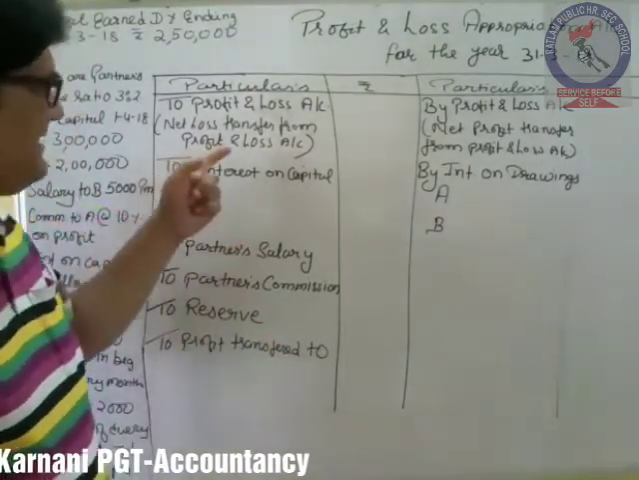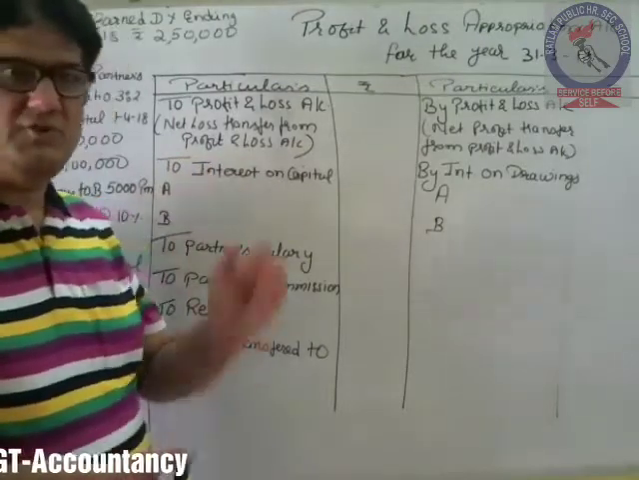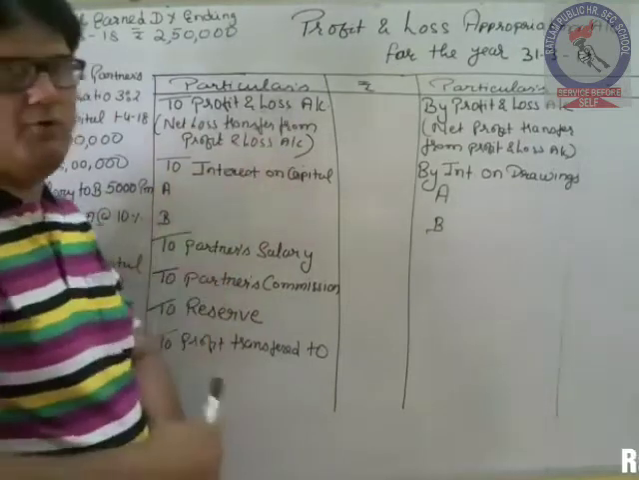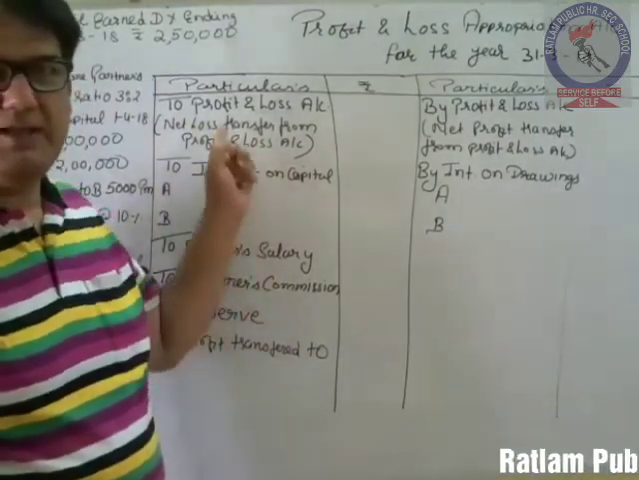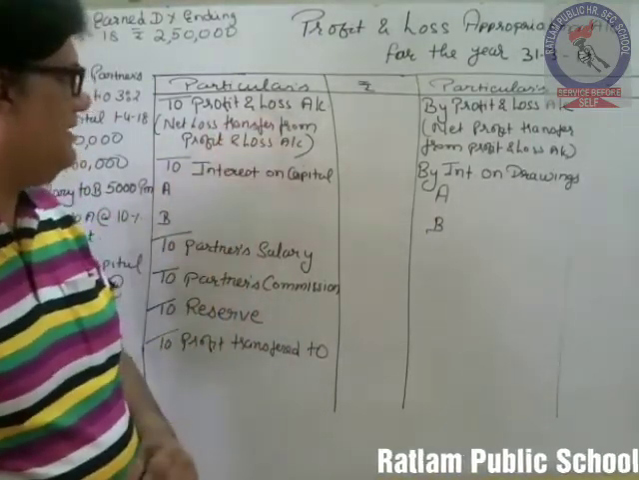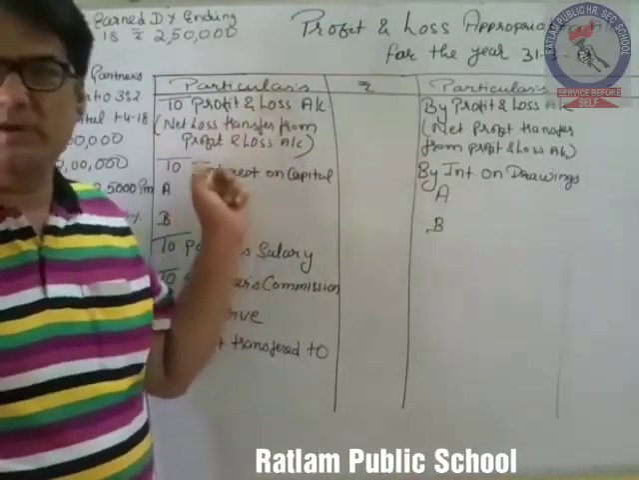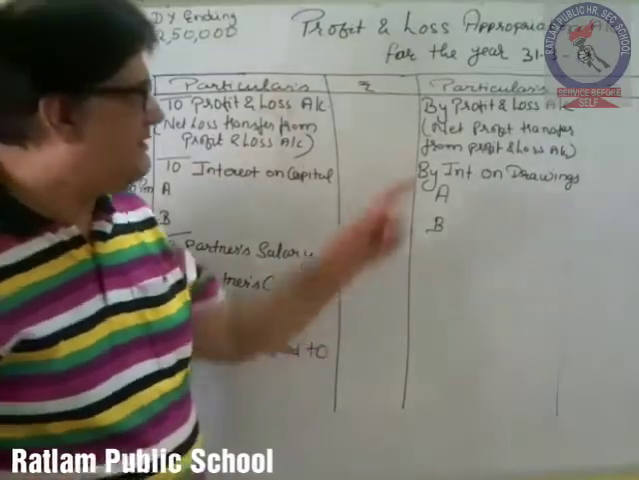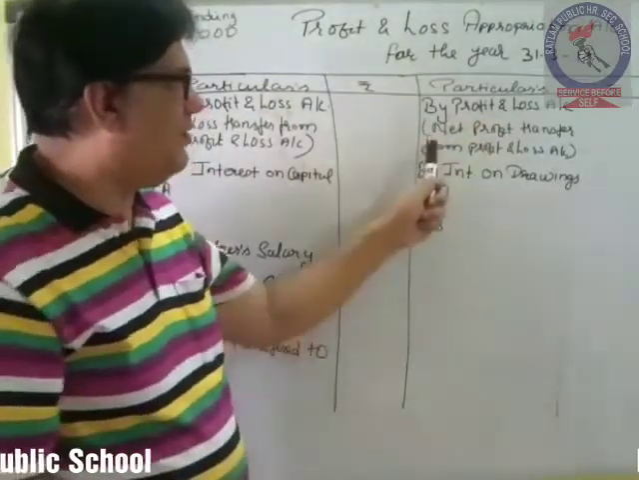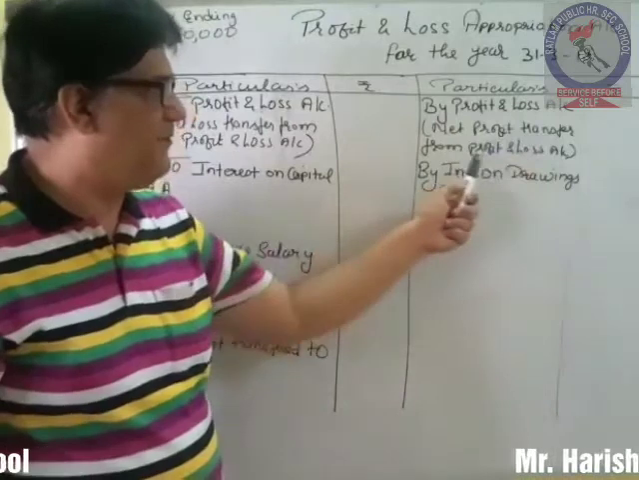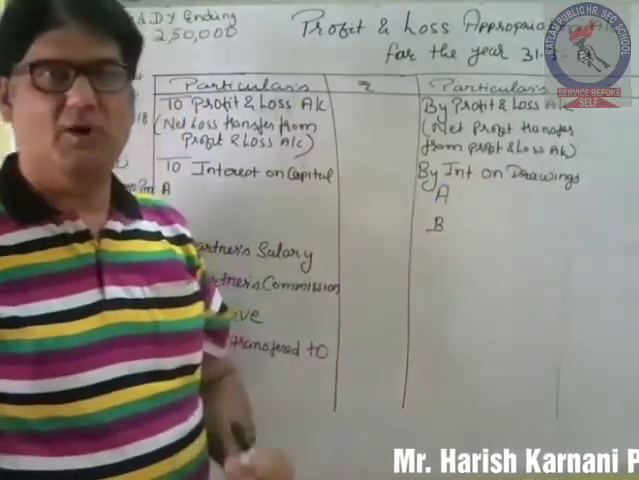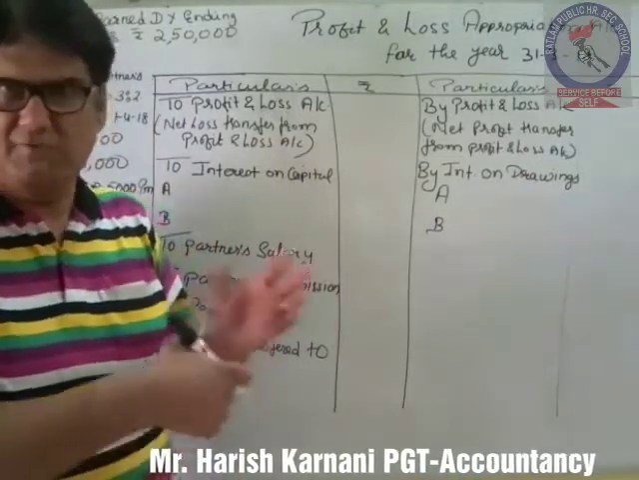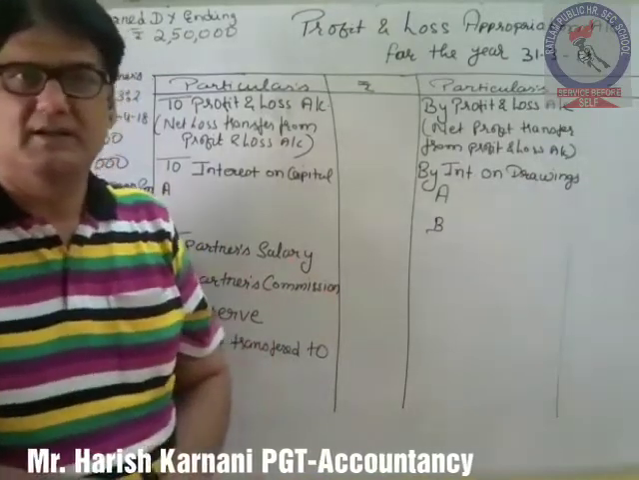Let's say if there is a net loss to the firm, it will be debited to profit and loss appropriation account. Recording will be made by this name, to profit and loss account. The loss from that account will be debited here. And if there is a profit, it will be by profit and loss account, that is net profit transferred from P&L account. So whatever is the net profit or the net loss of the business, the very first thing we have to transfer that amount.